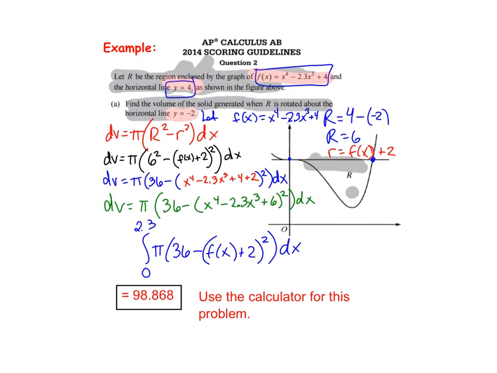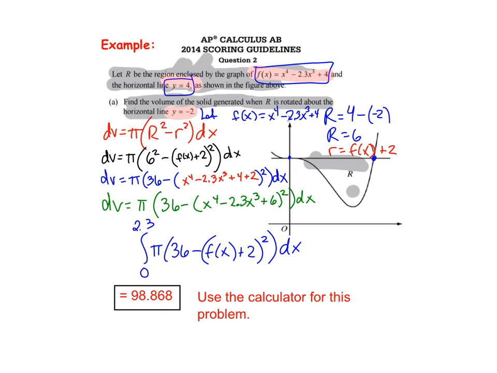Going back to this, that was fun. So we have these two functions, and if you look at the drawing, I'm guessing that this function right here is x to the 4th minus 2.3x cubed plus 4. And we're going to be rotating it around y equals -2. Y being -2 is down here. So we're looking for this area right there. That's pretty much what we're doing.